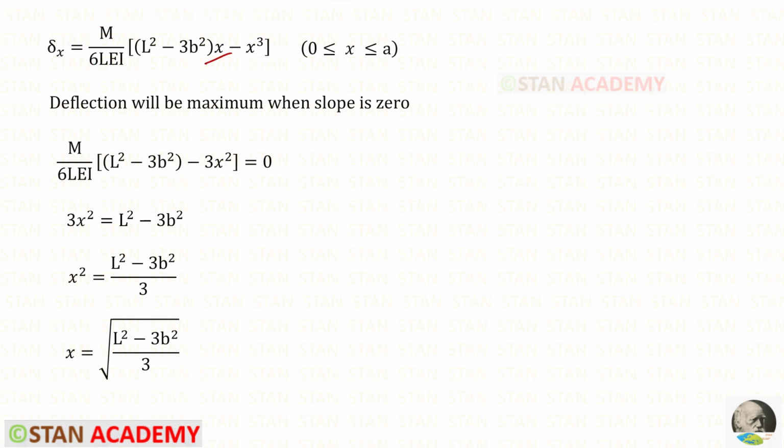For x, it will be 1. For x cube, the differentiation will be 3x square. We can take this term on the other side. It will come inversely. When we multiply that with 0, it will be 0. We can take this term on the other side, so it will come as positive. So this is the expression for x.